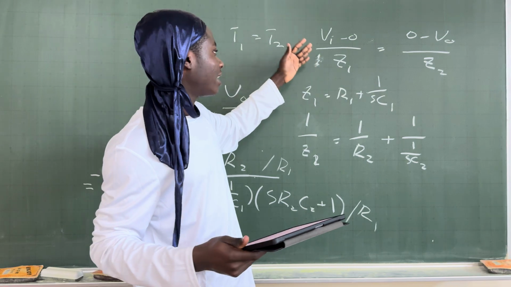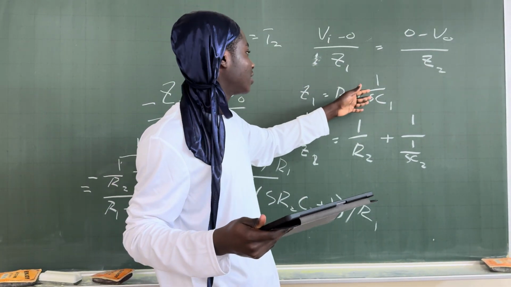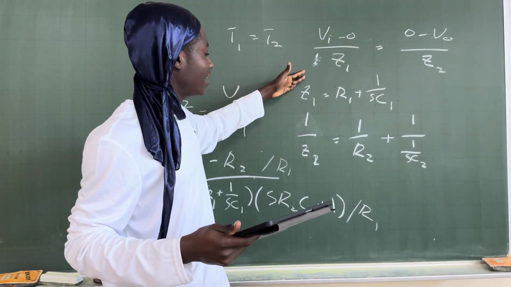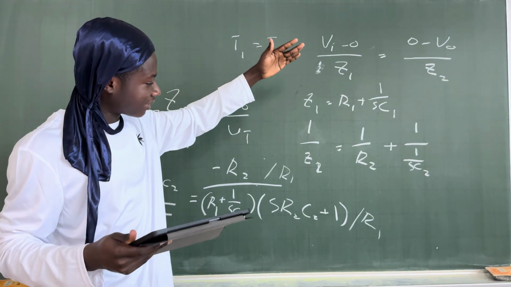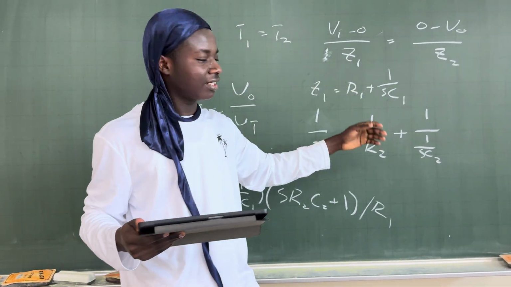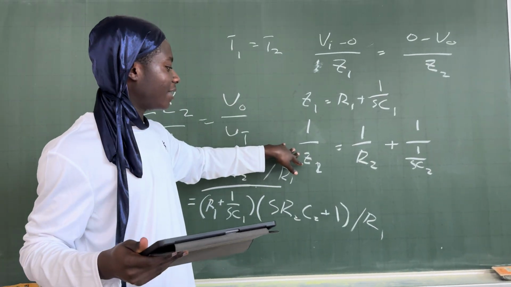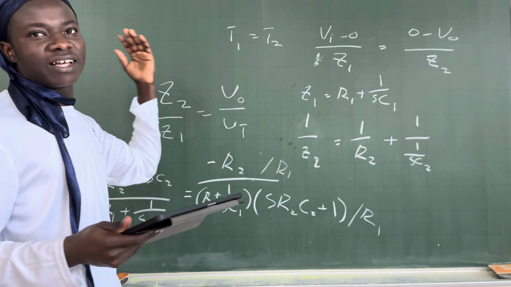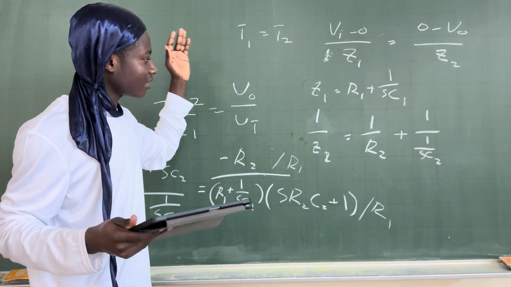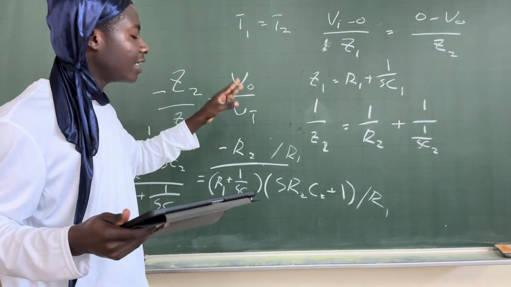What I mean by that is the series combination of the resistor and the capacitor gives us impedance 1. Then the second impedance is given by the parallel combination of the resistor and the capacitor, which gives us impedance 2. And the formula for getting the transfer function is the output VO over the input.